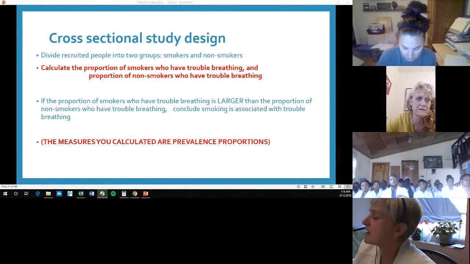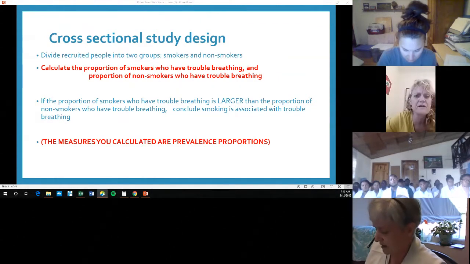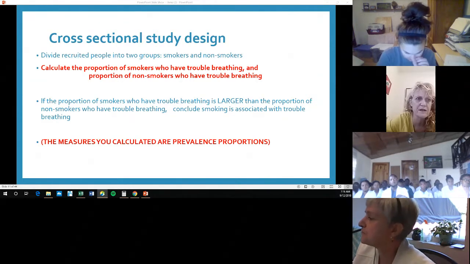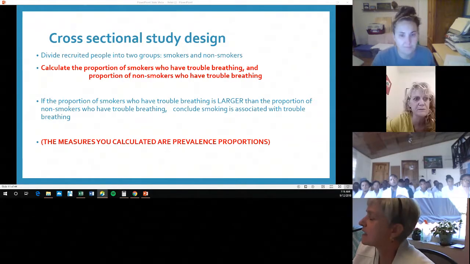So if the proportion of smokers who have trouble breathing is larger than the proportion of non-smokers who have trouble breathing, you're going to conclude that smoking is associated with having trouble breathing.